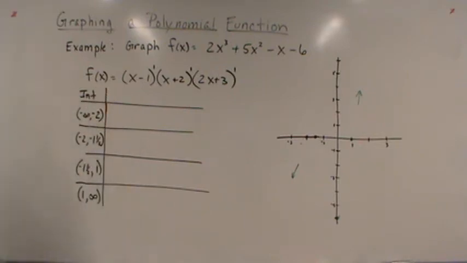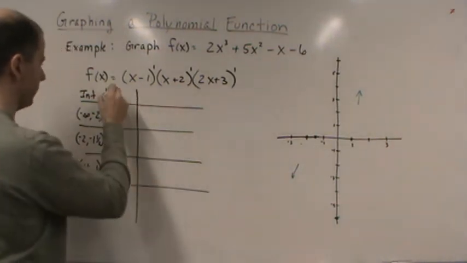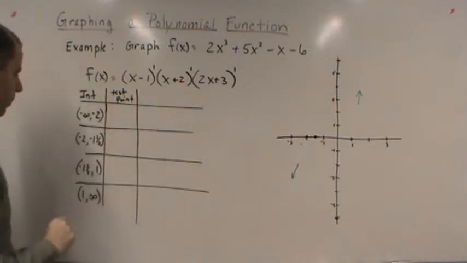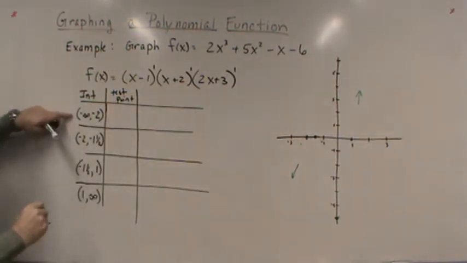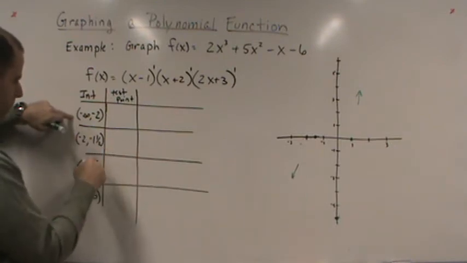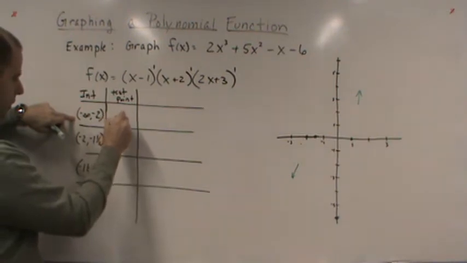Now we need a test point. We want to use something simple, but close, not too big, but something that will work. So in this case, negative 3 would be the best option. So negative 3.